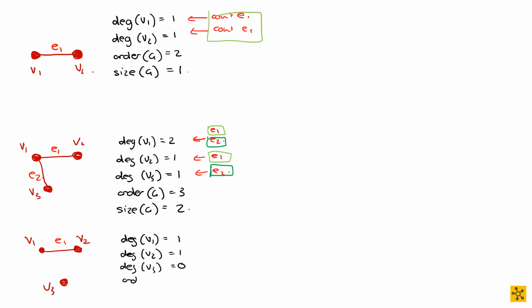Okay, we have the order of G is equal to 3, and the size of G is equal to 1. And again, if we look at this, E1 is represented there, and E1 is represented there. So it is featuring twice if we look at all the degrees of the vertices. And that is the kind of pattern that we're looking for.